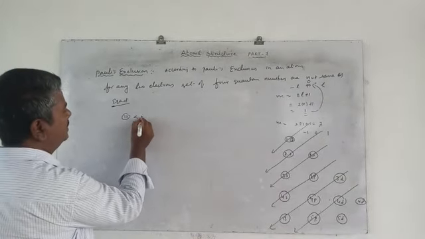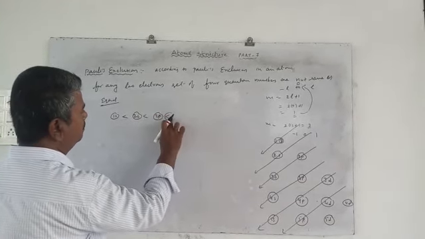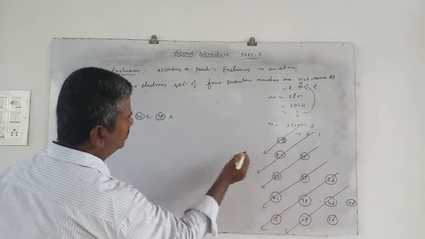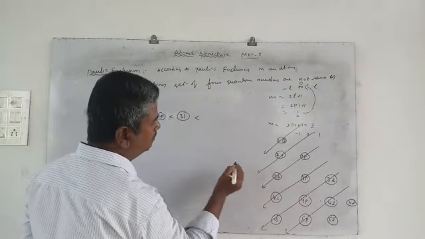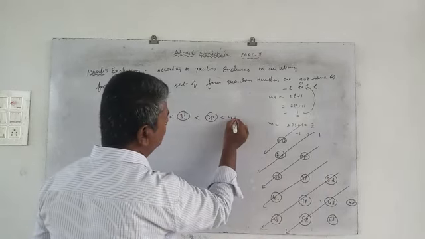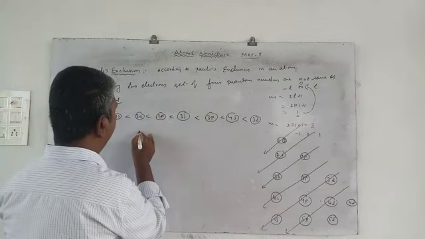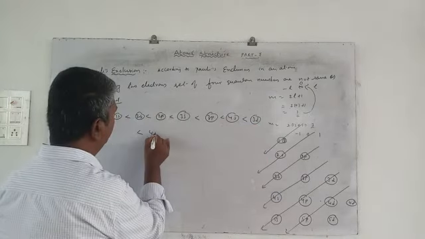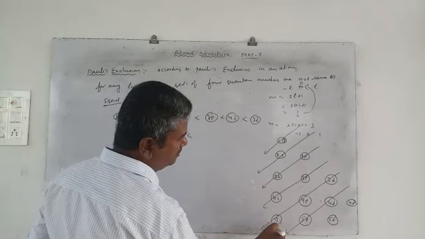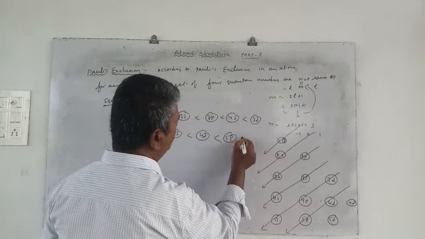While you are filling the electrons, you have to follow the energy orbital filling order: 1s is less than 2s, less than 2p, less than 3s, less than 3p. After 3p, not 3d, but 4s, and after 4s comes 3d. Then 4p, less than 5s, after which 4d, less than 5p, and so on like this.